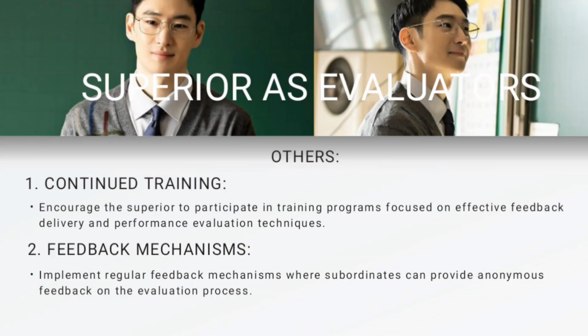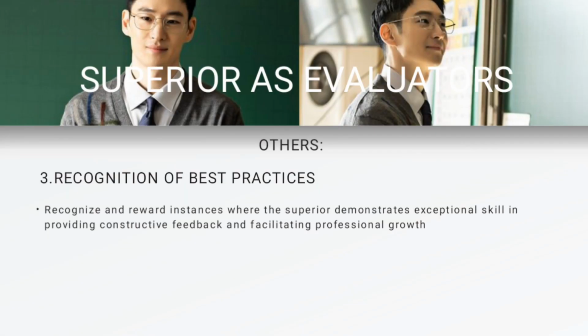So the others, number one, continuing training. Encourage the superior to participate in training programs focused on effective feedback delivery and performance evaluation techniques. Number two, feedback mechanisms. Implement regular feedback mechanisms where subordinates can provide anonymous feedback on the evaluation process. Number three, recognition of best practice. Recognize and reward instances where the superior demonstrates exceptional skills in providing constructive feedback and facilitating professional growth.